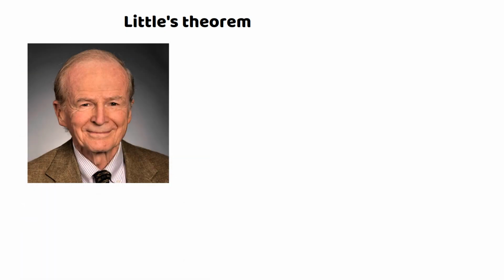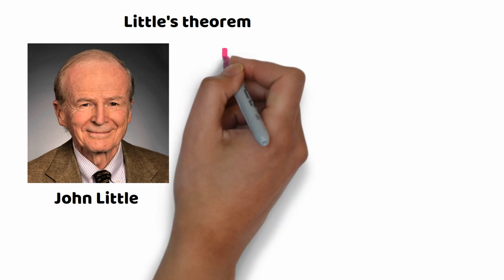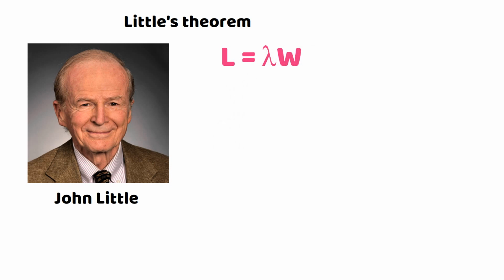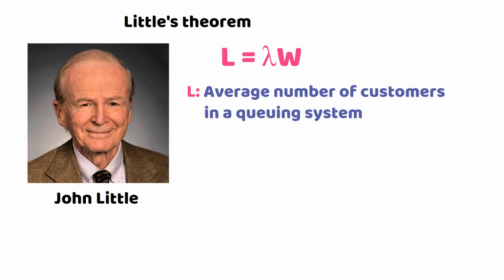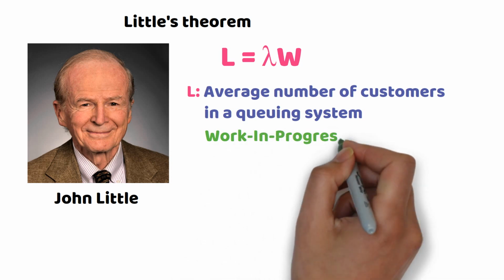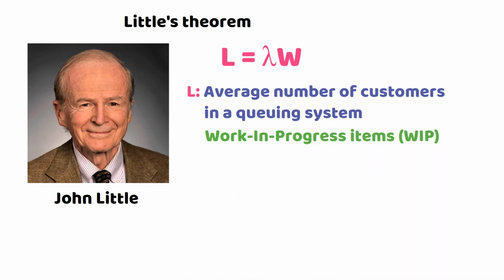Massachusetts Institute of Technology professor John Little developed Little's law in 1954. Little's theorem can be written as L equals lambda multiplied by W, where L is the average number of customers in a queuing system. This variable is also called work-in-progress items or WIP.